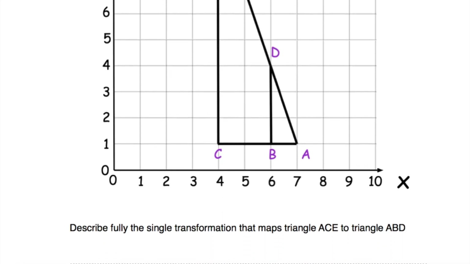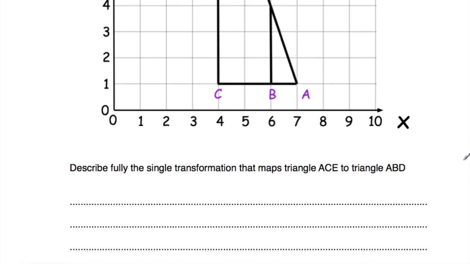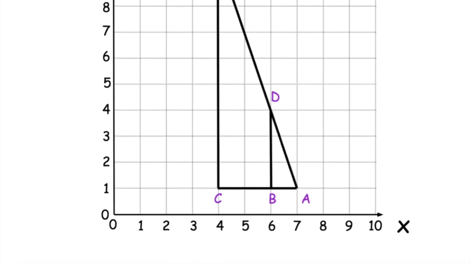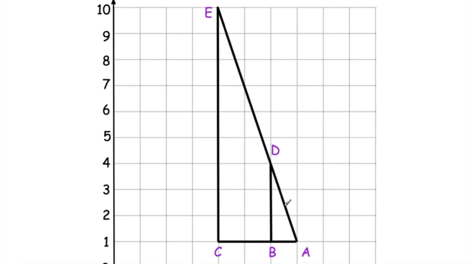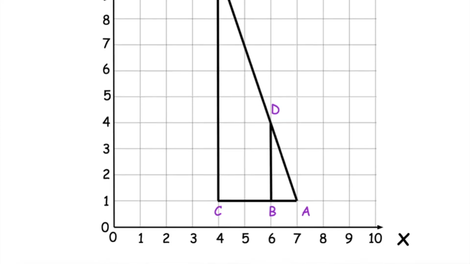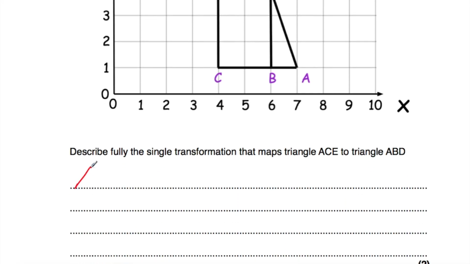And then the question says, describe fully the single transformation that maps triangle ACE, that's the larger one, to the smaller one, ABD. Okay, so because they're different sizes, we want to see how we get from the bigger one to the smaller one. Well, they've changed sizes, so it's an enlargement, and because it's getting smaller, we know it's going to be a fractional scale factor, but let's just write that down to begin with.